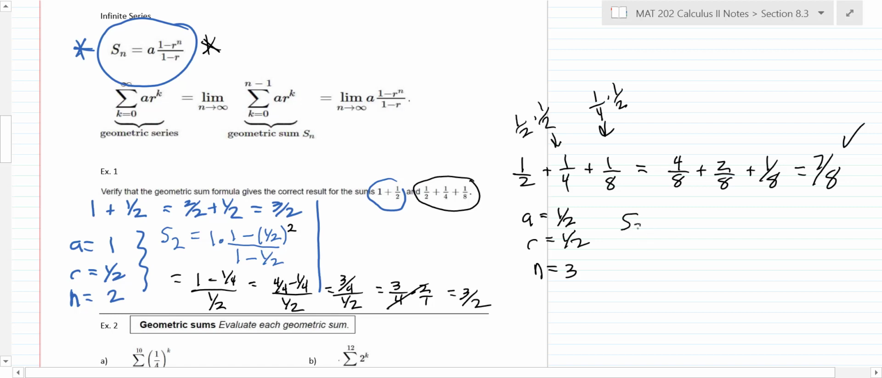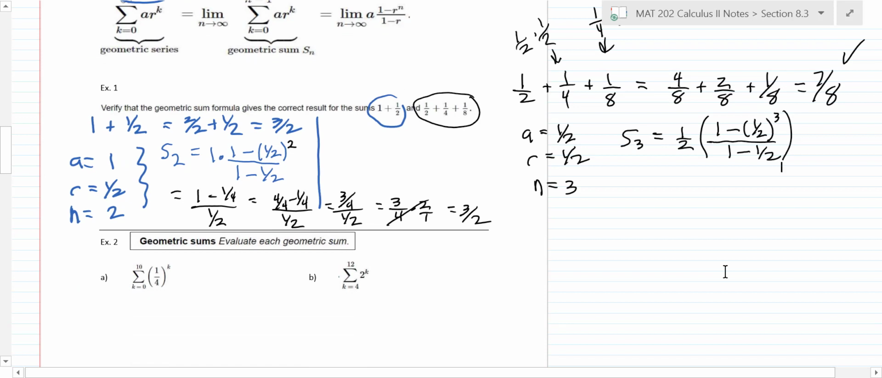So we would say S of 3 equals A, which is 1/2, times 1 minus the ratio 1/2 to the third power, and then all over 1 minus the ratio 1/2. Let's work that out and see if we don't get 7/8 out of that. Then hopefully I've got you convinced that that formula works.